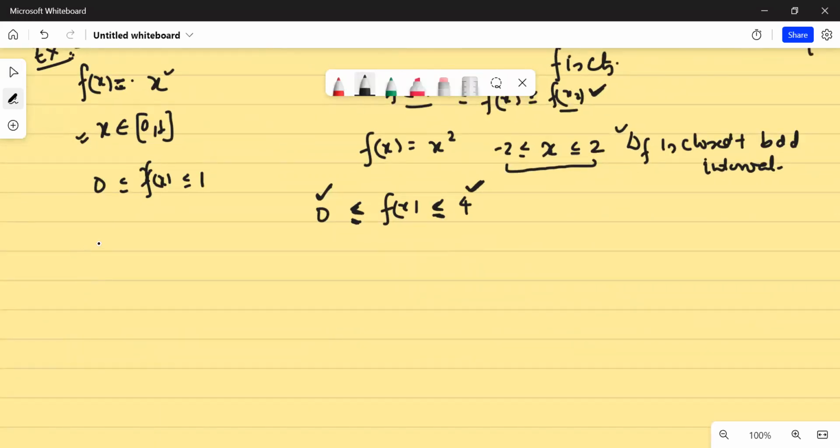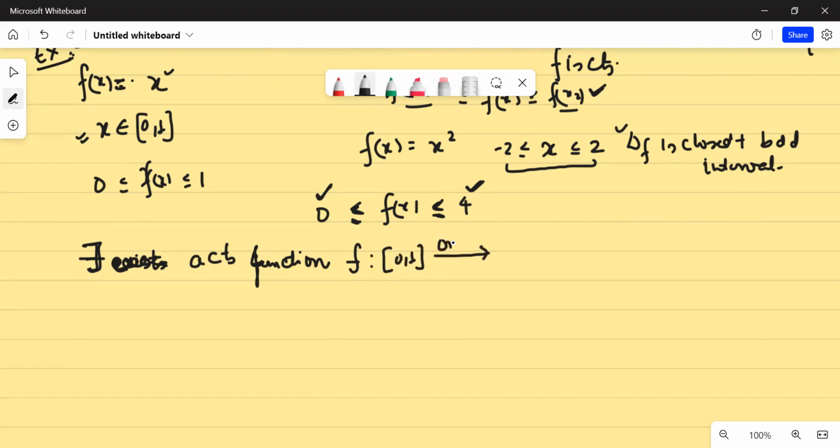Now you just give me an answer. Whenever I write this symbol, it means there exists. There exists a continuous function f from the closed interval 0, 1 onto 0, 1. True or false? There exists a continuous function f defined from the closed interval 0, 1 onto 0, 1.